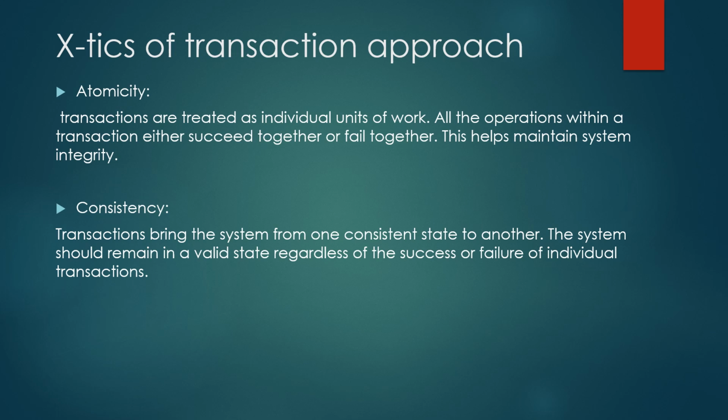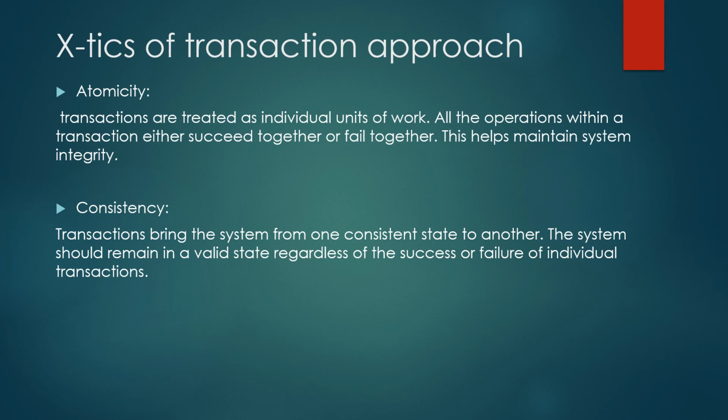So we are saying individual units of work. That means they are brought together. They are like units that perform a certain work. All operations within a transaction either succeed together or fail together. This helps maintain the system integrity. What do I mean by that? They are either performed or executed together.